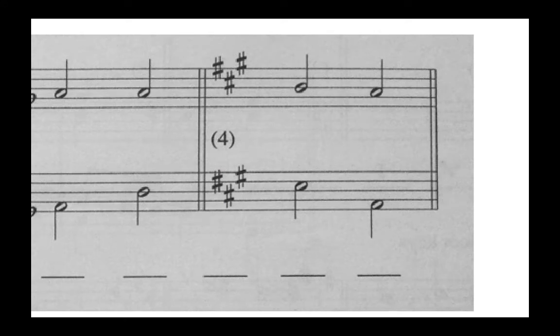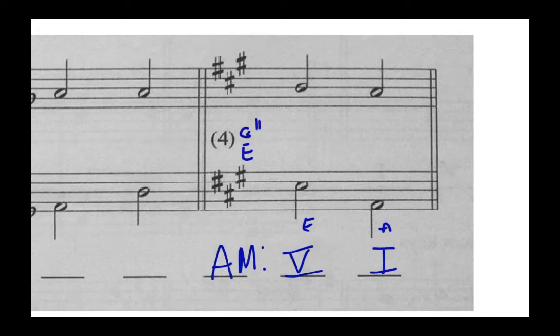Number 4 is 3 sharps, so that's going to be the key of A major. And we have an E here and an A here, so that's the dominant to the tonic. And again, in your mind's eye, you might want to think of the notes that you're trying to include in the chord. So the dominant chord is E, G sharp, B, and the tonic chord is A, C sharp, E. All right, so let's go ahead and voice it.